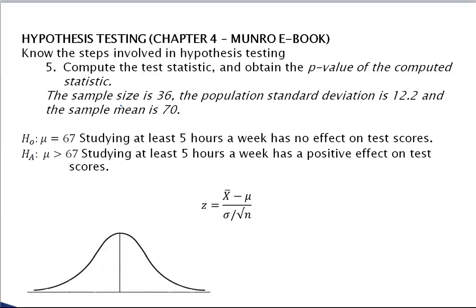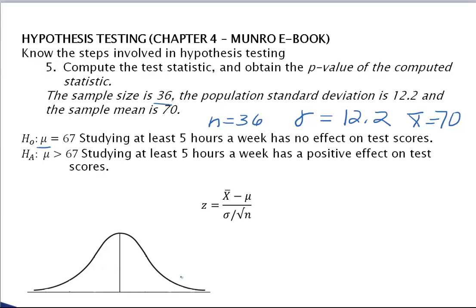So here we have the sample size is 36. So sample size is n. And then we have the population standard deviation. And the symbol for that is called sigma, kind of like a scripted R, and that is 12.2. And then the sample mean, that is written as x bar. And the actual population mean would be the 67.